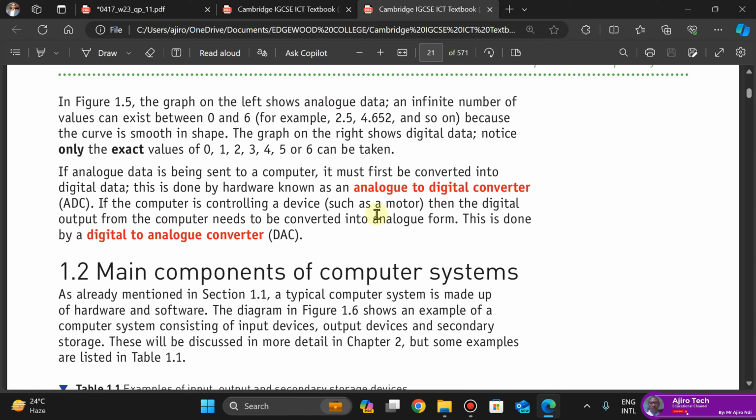needs to be converted into what? Analog form. That's where the question is coming from. Into what? Analog what? Form. Okay? And of course, this is done by what? The digital to analog what? Converter. This is input, this is output.